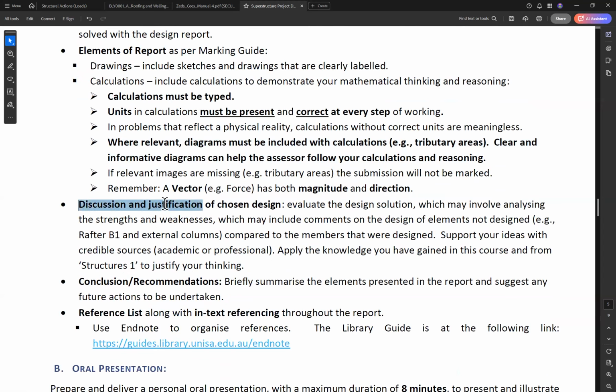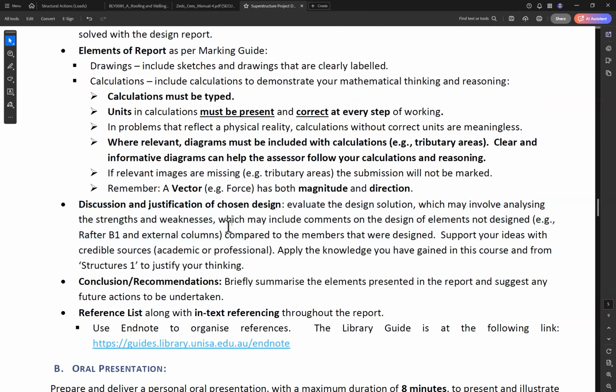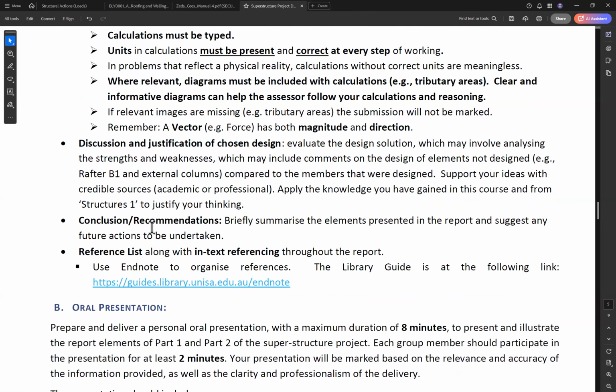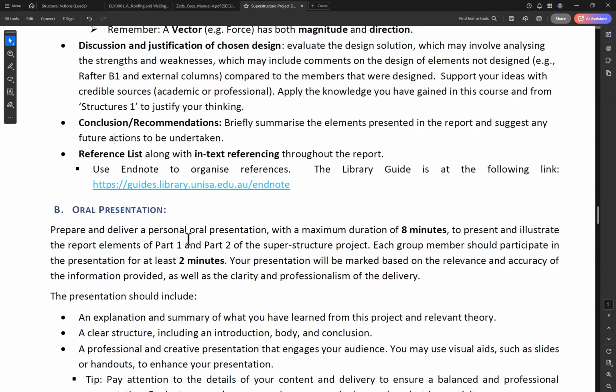You also need to provide a discussion and justification of the chosen design, so you can comment on your selection for beams and columns. And finally, conclusion and recommendation and reference list. The reference list should be presented at the end of your report. Otherwise, this will be considered as plagiarism or an academic integrity issue. So I need you to provide a list at the end of your document.